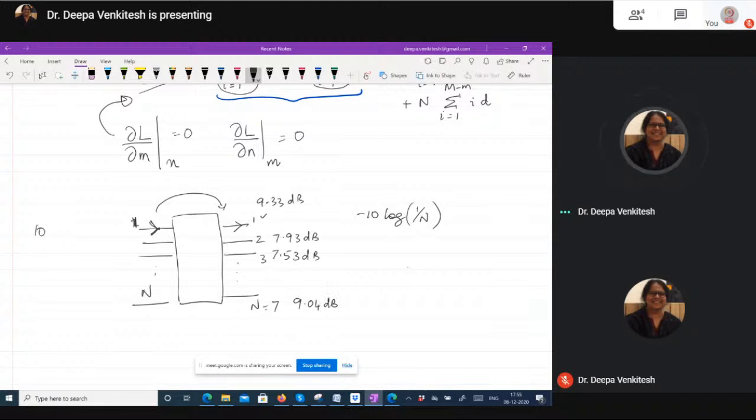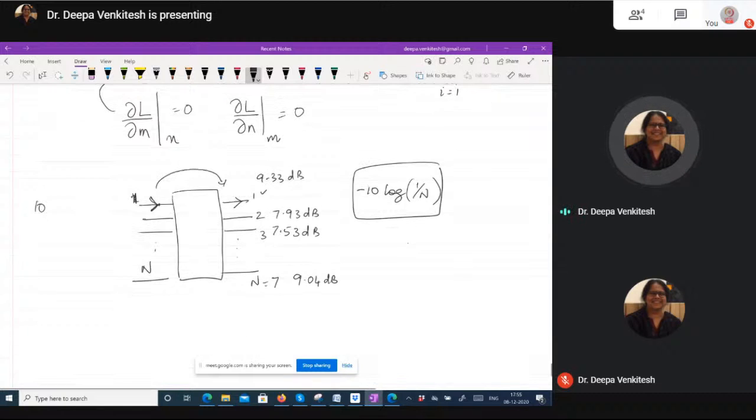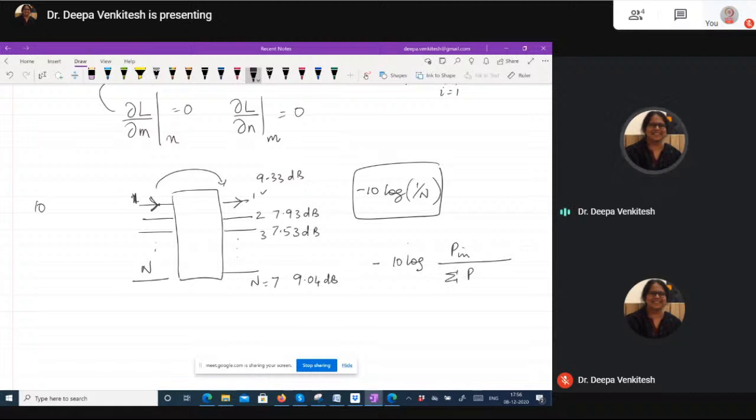So for a 1 by 7 coupler, you know what the splitter loss is, which means you can calculate the excess loss for each port. Now the question is, what is the net excess loss? How do you calculate it? It will be minus 10 log of input power divided by the summation of all the output powers, where i runs from 1 to 7.